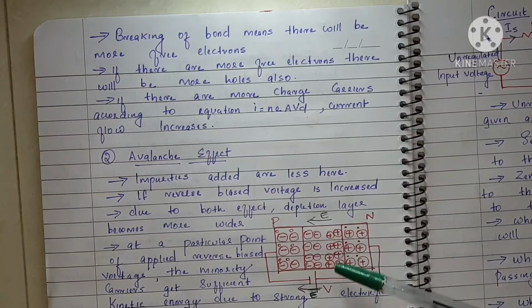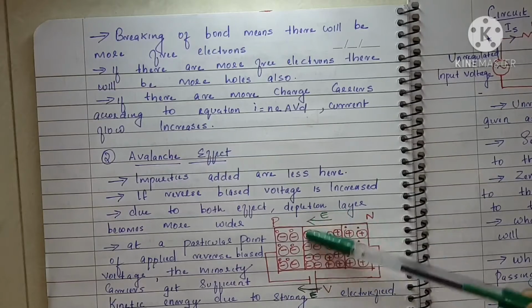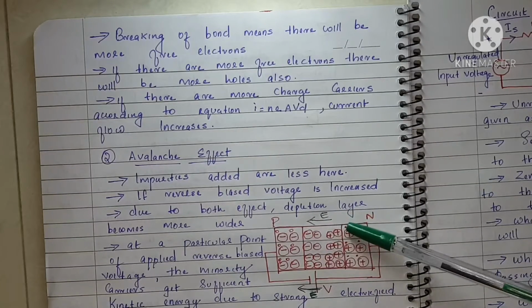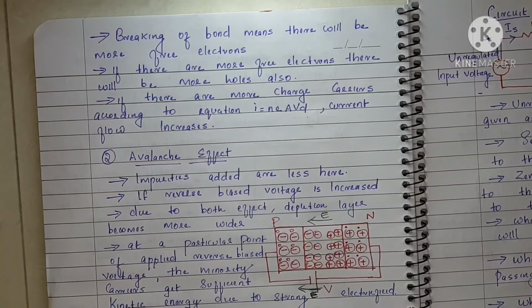So at a particular point of applied reverse bias voltage, minority carriers will get sufficient kinetic energy due to a strong electric field, because we are applying more reverse bias voltage, so the electric field direction will be from positive to negative. Inside the depletion layer also there will be an electric field from positive towards negative. Both electric fields are in the same direction, so they create a strong electric field. Due to this strong electric field, minority carriers will get sufficient kinetic energy.